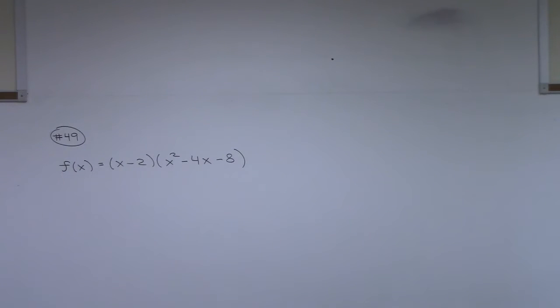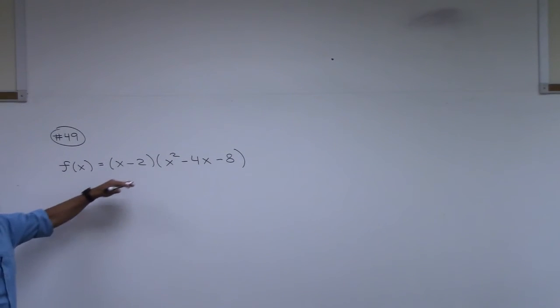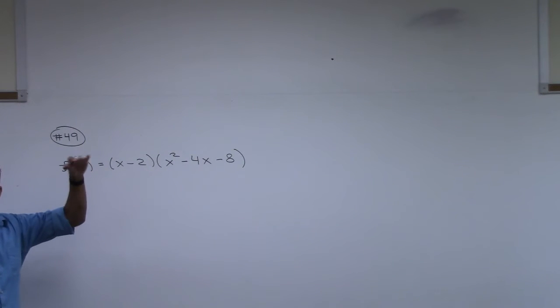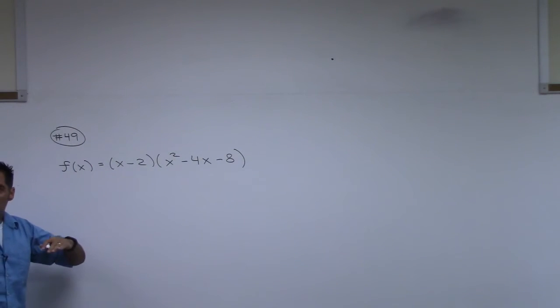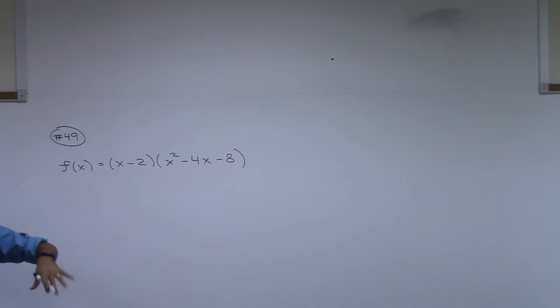Now you would still be responsible for knowing how to figure out where this function is going up, where it's going down, where it's concave up and where it's concave down. So we can still do that if you want. Y'all want to go through that? Yes? Okay. So how do we go about trying to figure out where a function goes up and down? Increasing and decreasing. What do we need to do?